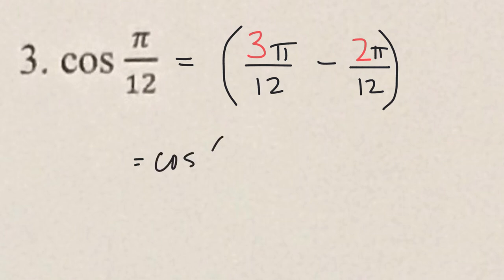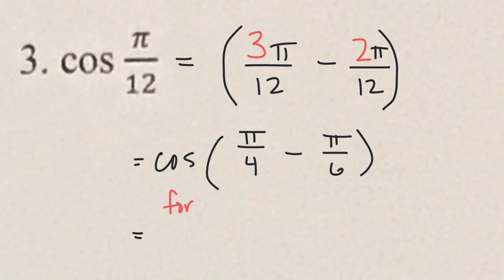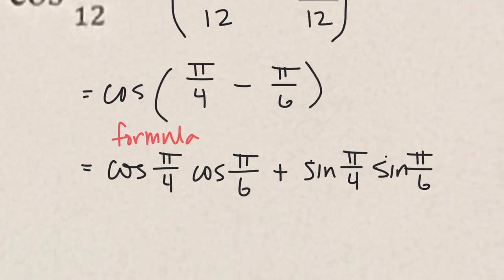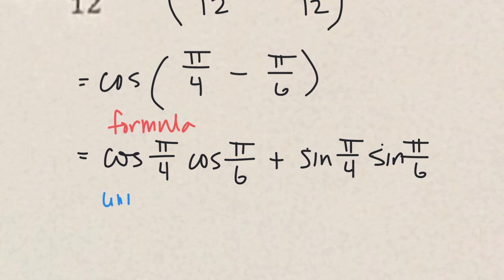So this becomes the cosine of pi over 4 minus pi over 6, because 3 over 12 reduces to 1/4, and 2 over 12 reduces to 1/6. Now let's plug it into the formula, just like that. And now we're going to go into our unit circle and replace all of our trig with their respective fractions. The cosine of pi over 4 is root 2 over 2. The cosine of pi over 6 is 1/2.